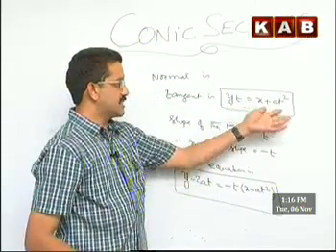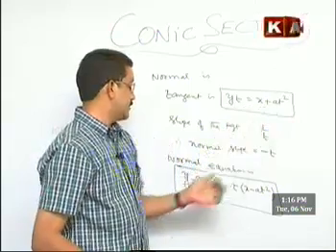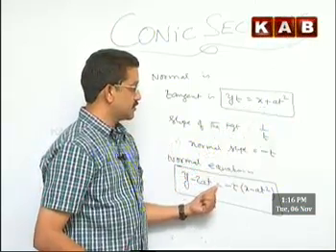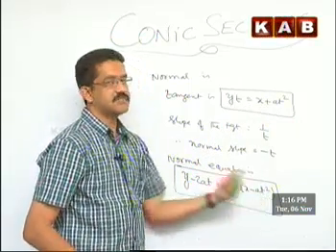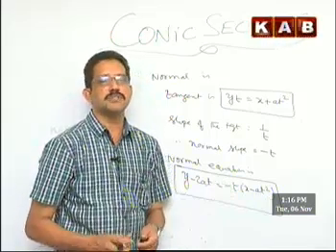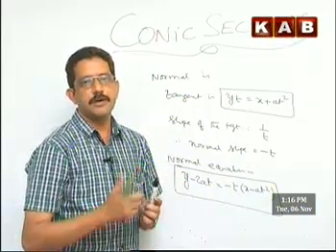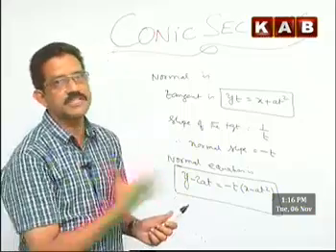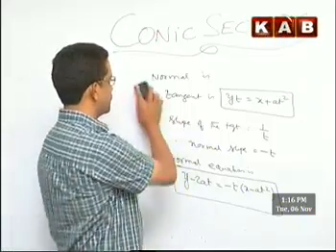yt is equal to x plus at square, that is the tangent equation. Normal is y minus 2at is equal to minus t into x minus at square. Now let us work out some examples on tangents and normals. You will understand how powerful this t is. So let us take some of the questions.